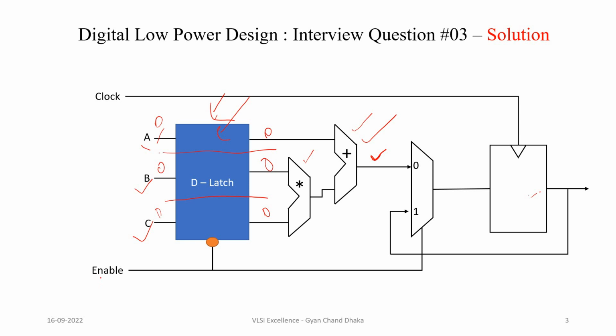And whenever the enable signal is low, this latch is transparent in that particular scenario, and whatever input data is present at the input of the latch is the same at the output, and the same data reaches the input of the multiplier and adder hardware circuit. So this is one of the solutions to reduce the dynamic power consumption for these kinds of hardware circuits.